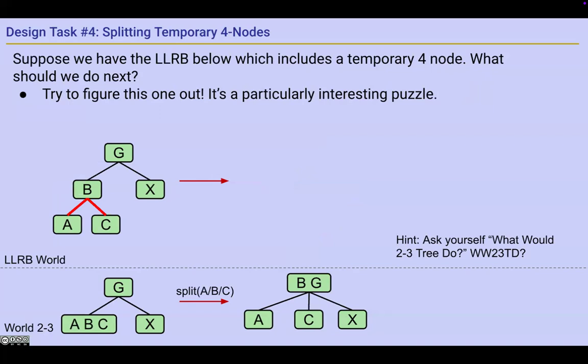Last one here. We have a temporary 4 node. What should we do? So have at it. Go ahead and draw this one out. What would a 2-3 tree do? So we start with the one with the top left. We're trying to fix, we're trying to split the.